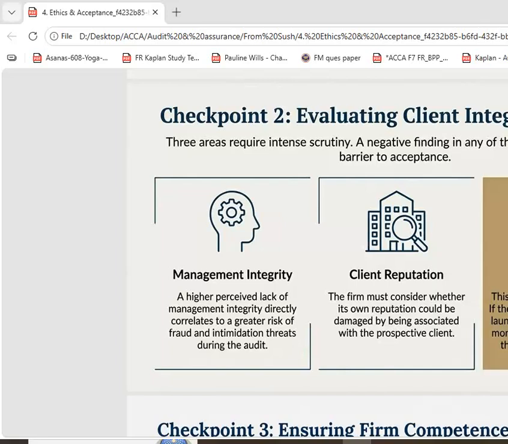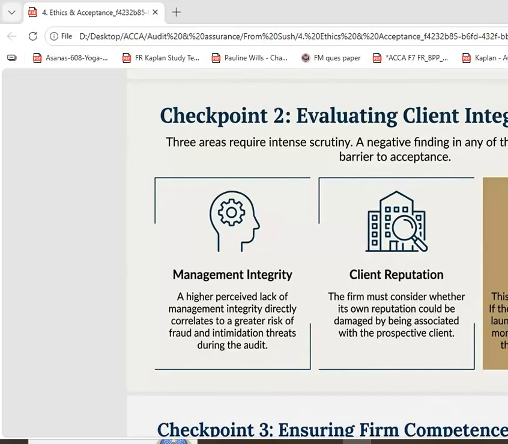Now, the three areas that require intense scrutiny are management integrity, client reputation and money laundering. If we find any negative finding in management integrity, client reputation or money laundering, then we cannot accept. It becomes a complete barrier to acceptance. A higher perceived lack of management integrity directly correlates to a greater risk of fraud and intimidation threats during the audit.